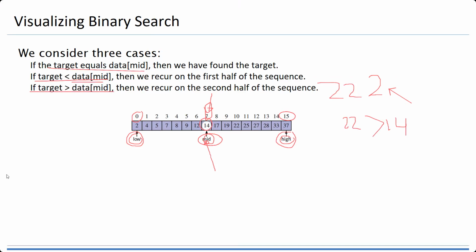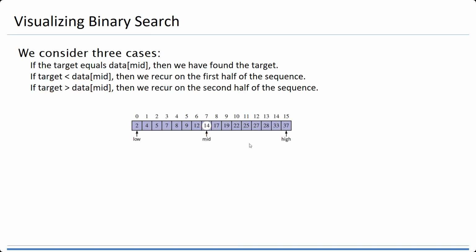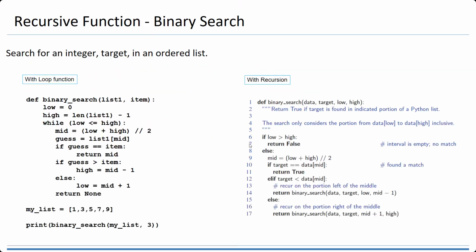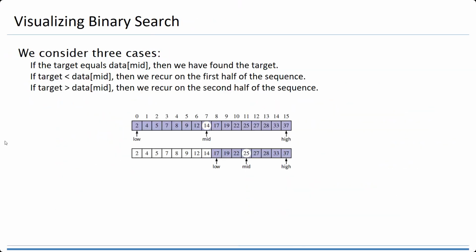Yes. Then it means we just skip the second half of the sequence. It means we do not care about this one. We do not care about the left, or the first half of the sequence, because we know that the value is higher than the middle value.